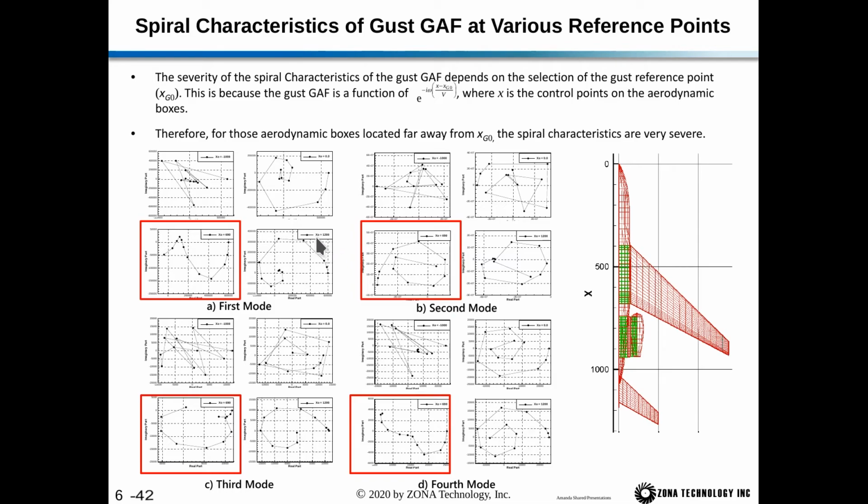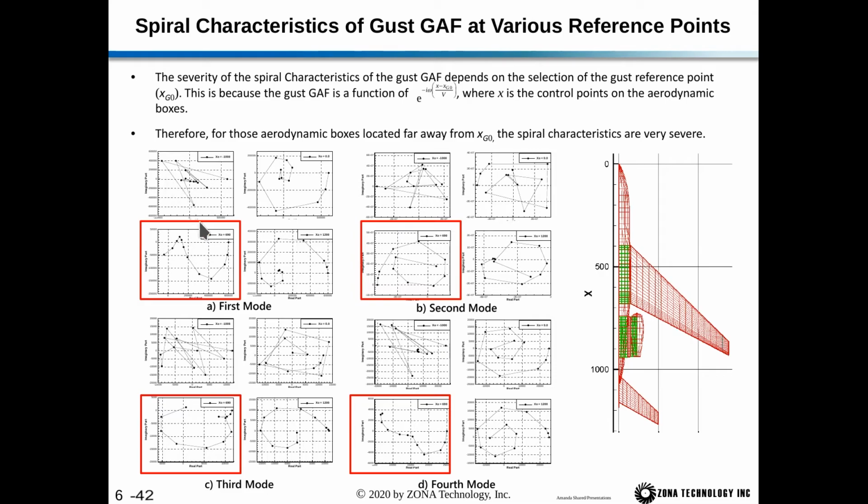In the same fashion, if we choose an xg0 of 1200, so that's back here, we also get a spiral. Now if we choose an x0 of minus 1000, which is way up here, the spiral is so severe that we really can't even see it. It goes something like that. So we would actually need more reduced frequencies here to actually see this spiral. And obviously this is going to be very hard to fit for the RFA.